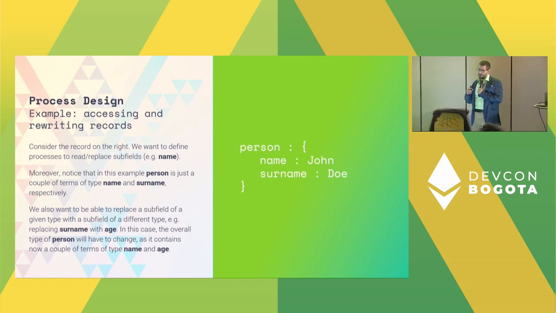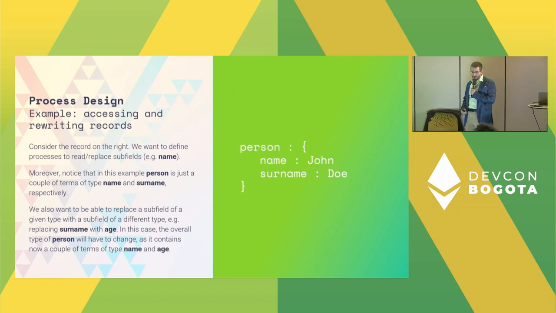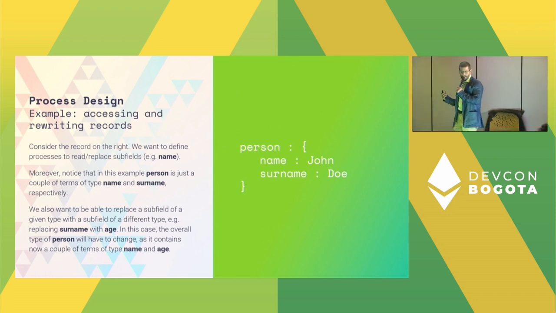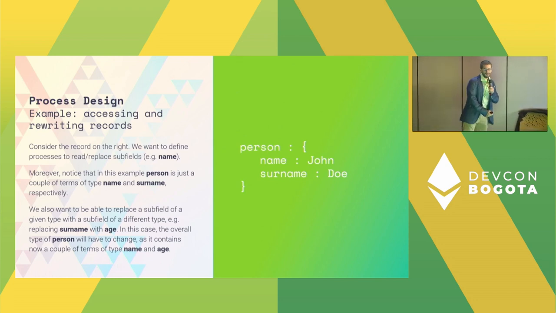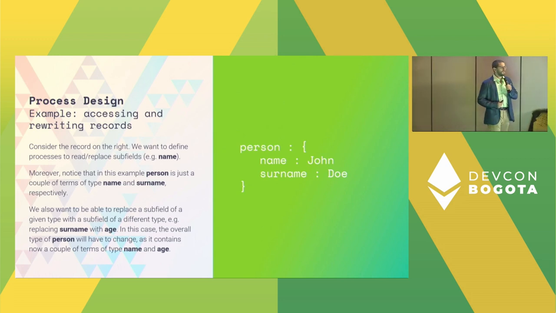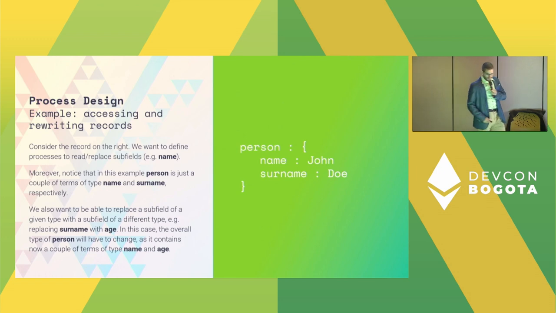Now, you can notice that in this record, in this example, person is basically just a couple of terms of type name and surname. Now, we want to be able to functionally describe the procedure of extracting a subfield of this record. So you give me a person, I give you the name, for instance.